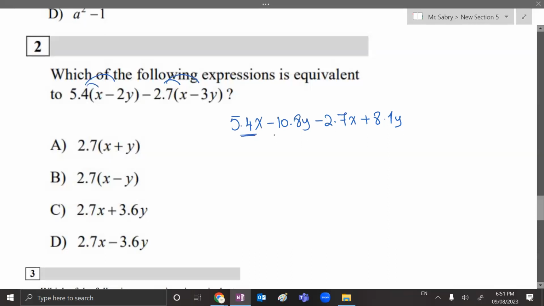Like terms together, 5.4 with -2.7, -10 with positive 8. So 5.4 minus 2.7, that is 2.7x, and then -10.8 plus 8.1, that's -2.7y. So the answer, when you look at it, would be B, because B, when the 2.7 is distributed, would give you the exact same answer. Does that make sense?